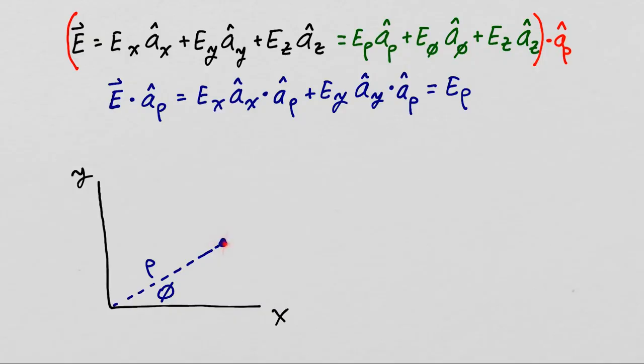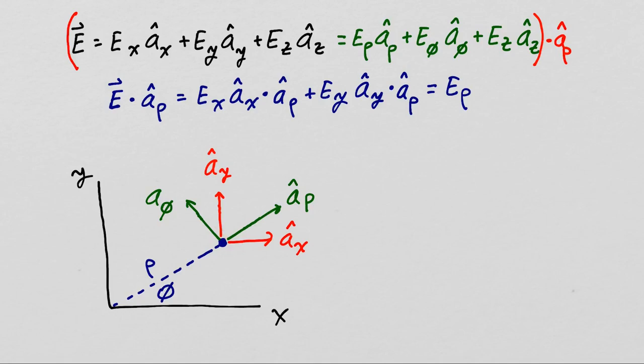Let this be the point where we have this particular vector representing our electric field intensity. So the coordinates of this point are rho, phi, and z. Here are the Cartesian and cylindrical unit vectors at this point. This angle is the same as this angle, so it is phi. Since the angle between these two unit vectors is pi over 2 radians, this angle is pi over 2 minus phi. And similarly, since these two unit vectors are at pi over 2 radians, this angle here is phi.